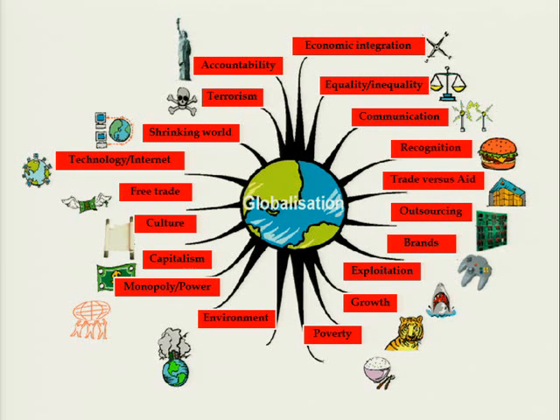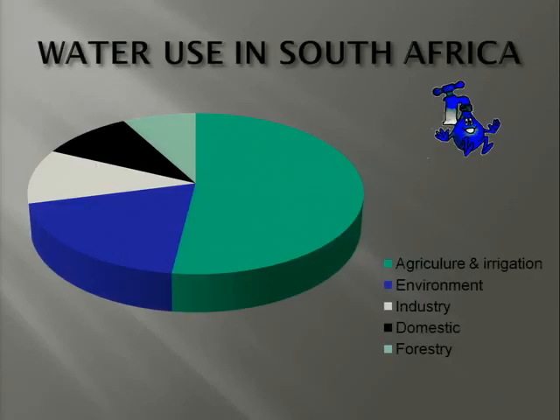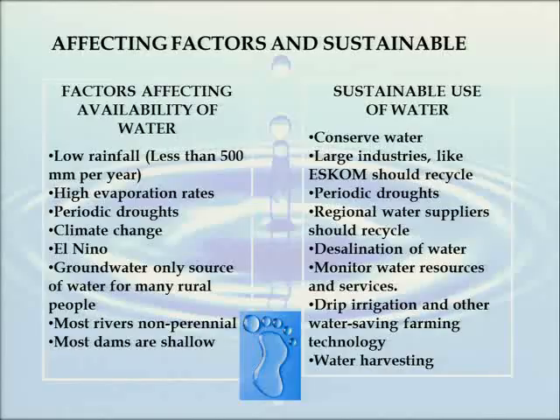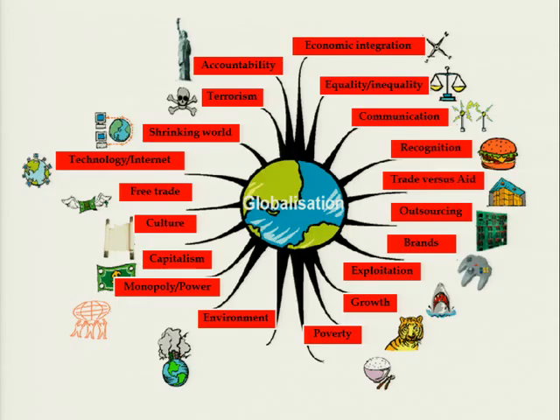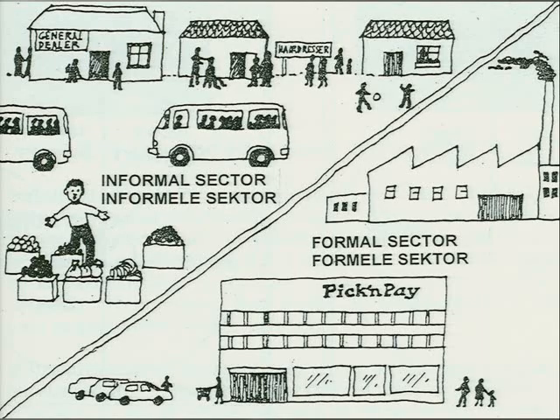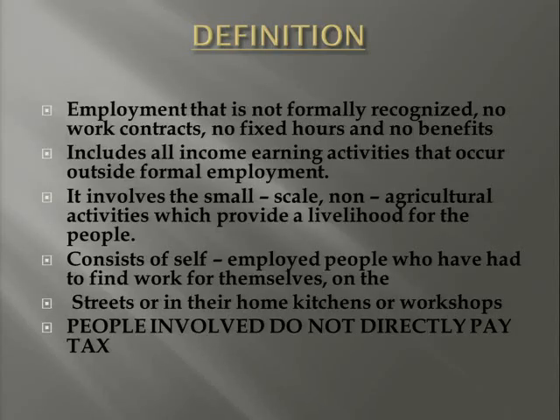Then, unfortunately, guys, we cannot finish the rest of our work because we still had to discuss water as a critical resource. We still had to talk about the informal sector. But I want us to just rush through. This is very important for us to talk about, remember this. What we were discussing before was the formal sector of our economy, and then we have what we call the informal sector. We have to know what the informal sector is.